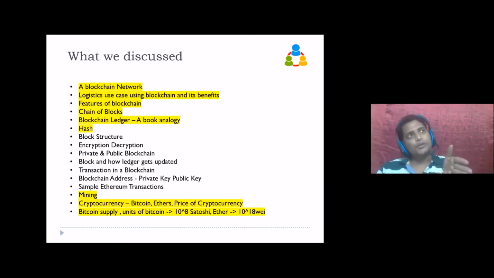Then I showed you a sample Ethereum blockchain network, and I also showed how Ethereum transactions take place. We also saw a few transfers wherein I transferred a few ethers from one address to another, and then how the transaction is being stored in the blockchain. All those things we spoke about in the previous weeks.